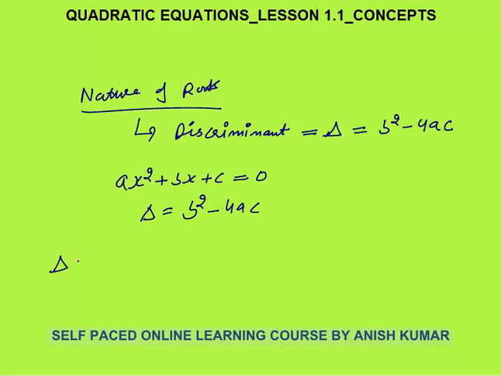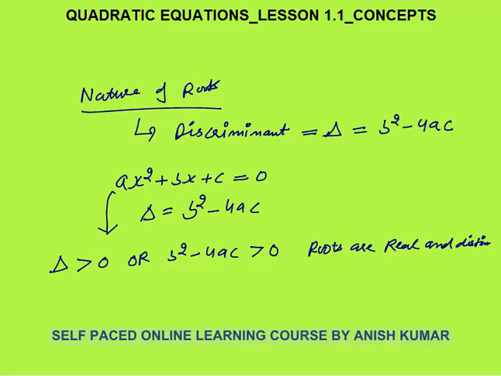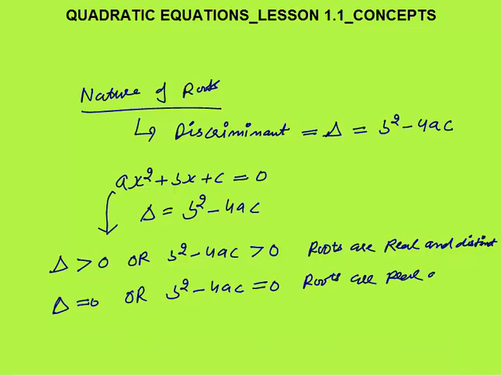If delta is greater than 0, or you can say that b square minus 4ac comes greater than 0 in quadratic equation ax square plus bx plus c, we will say that roots are real. They will be real numbers and distinct. If delta is equals to 0, or you can say that b square minus 4ac equals to 0, the roots are real and equal. Both the roots will be same.